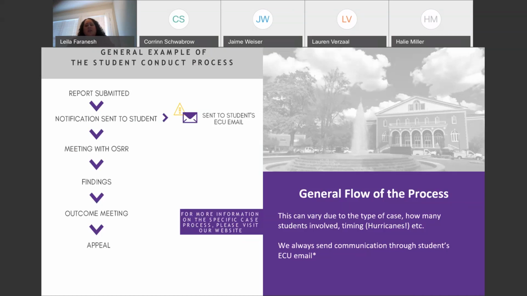Communication with that student is always sent through the student email. A parent, guardian, or other individuals will not be notified of the outcome of a meeting. They will receive a letter if the violation involves a student who is under the age of 21 and is found responsible for either alcohol or drugs. Whoever is in the system listed as their parent or guardian will receive a letter letting them know that that individual was found responsible for violating that provision of the East Carolina Student Code of Conduct.